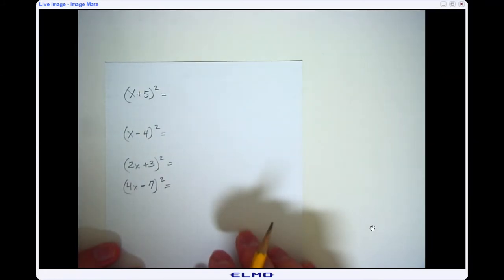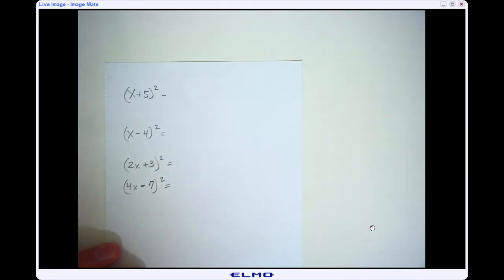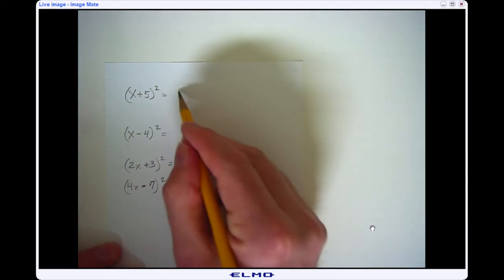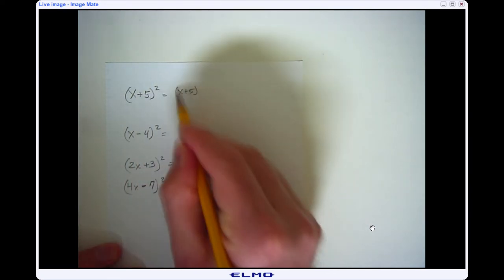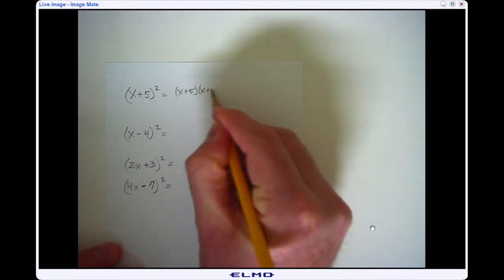Hello, this video is to show you how to complete the square, also known as graphing form. Before I start, I want to make sure you understand what makes a perfect square trinomial. A perfect square trinomial is when you multiply a binomial times itself. So this x plus 5 squared is really like saying x plus 5 times x plus 5.